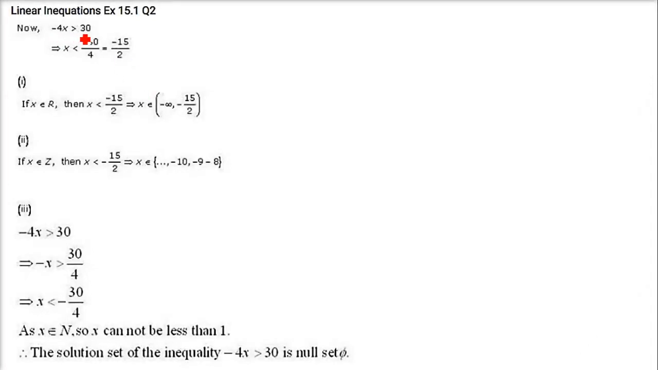Coming to minus 4x greater than 30. So minus 4x greater than 30, multiply both sides by minus 1. This changes the sign, so it will be 4x less than minus 30 now. Divide both sides by 4. X is less than minus 30 by 4. So 2 4s are 8, 2 15s are 30. So x is less than minus 15 by 2.